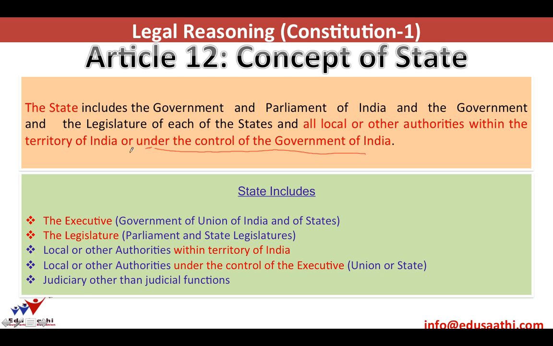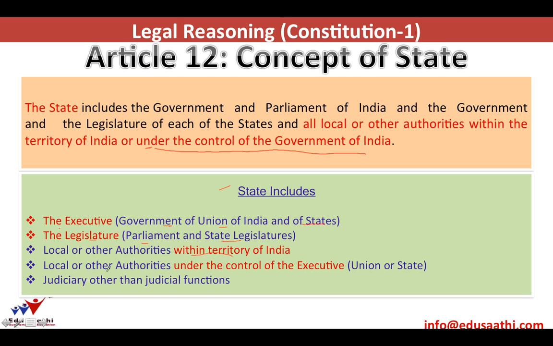There have been various cases on these lines, on what are the authorities which come under the control of the government of India. So as per cases and the bare wording, this is the conclusive list of inclusions into the concept of state. First is the executive, that is the government of the Union of India and the governments of all the states. Next is the legislature, that is Parliament and state legislatures. Next is local and other authorities within the territory of India.